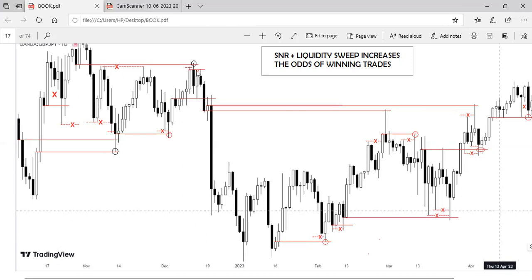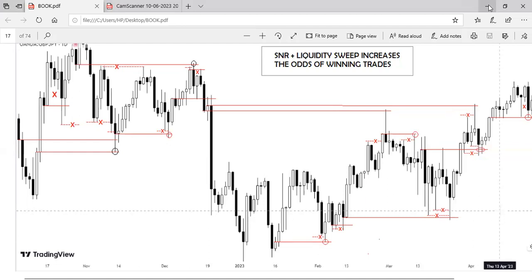Price tapped into this classic SNR with liquidity above, swept above this place. See, the same thing happened here. See liquidity swept off here. As long as this candle can breach the previous high, even if it is by 1 point, it has swept off liquidity. And price dropped. It dropped so huge.